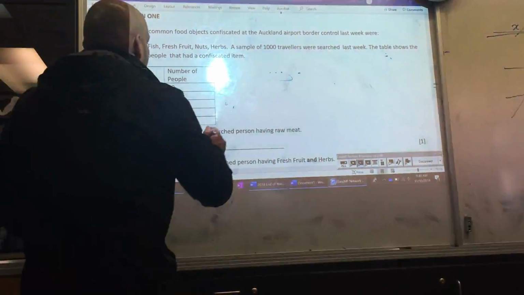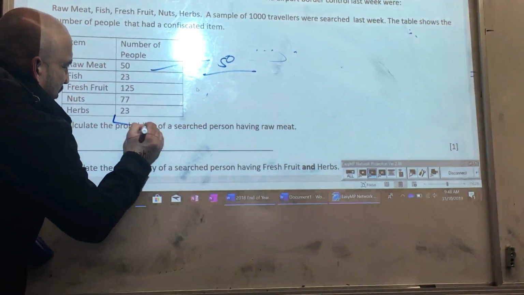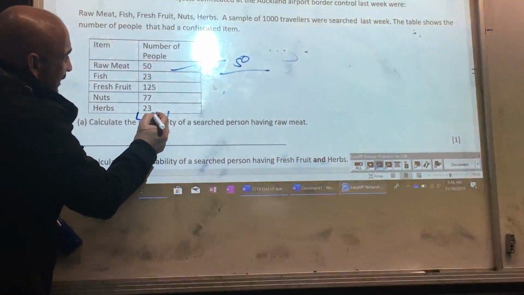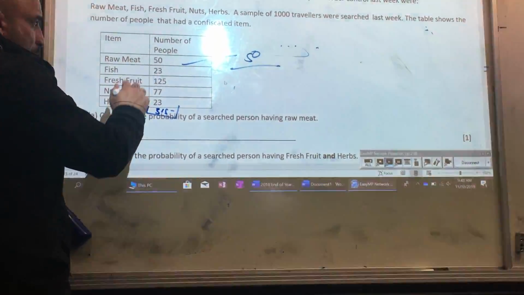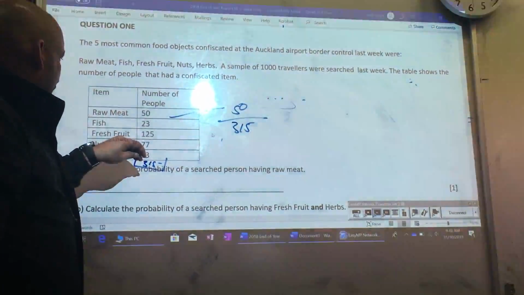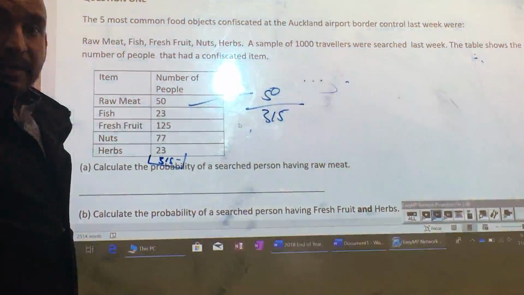So for raw meat it will be 50 over how much? You have to find the total, right? Suppose the total comes to 315. So the probability of having raw meat will be 50 over 315. What's the probability of getting a fish? 23 over 315.